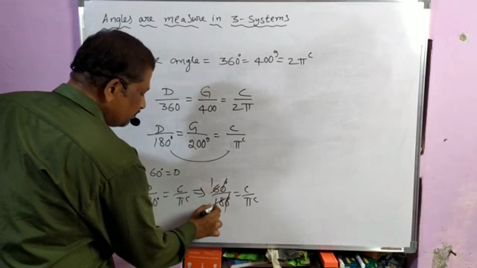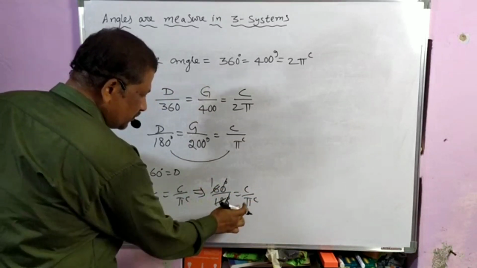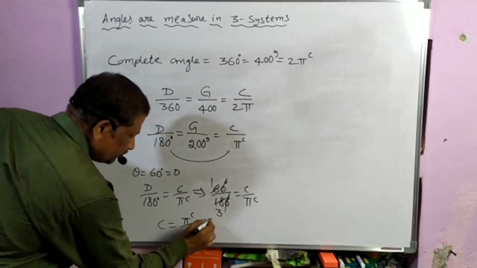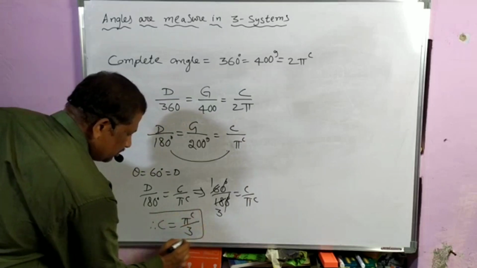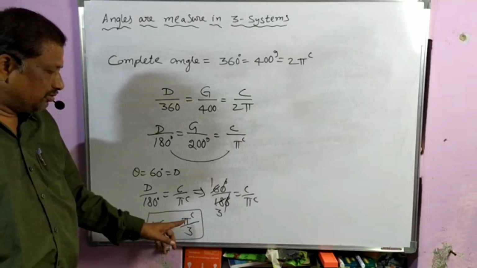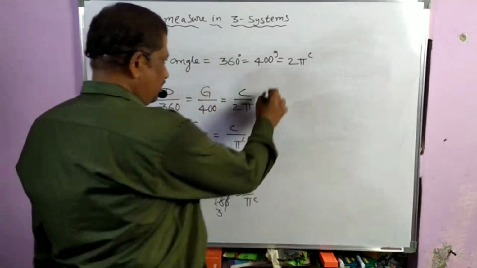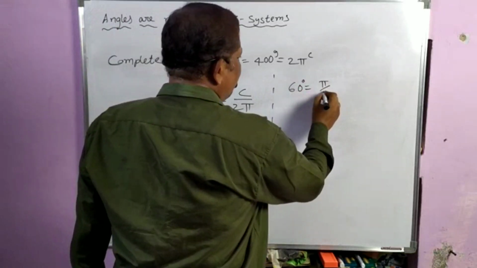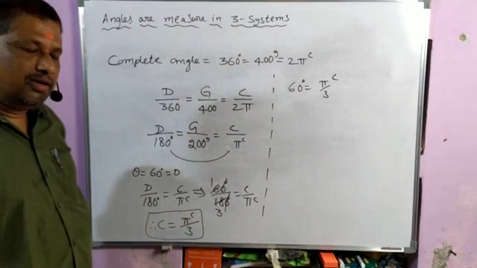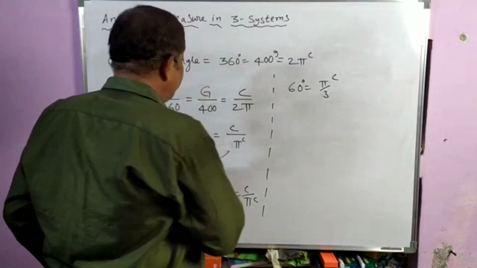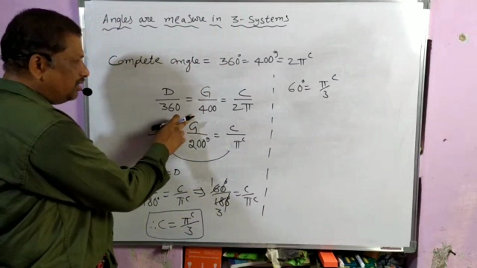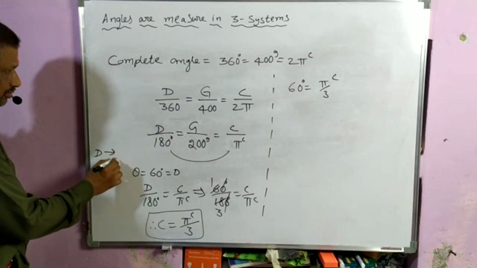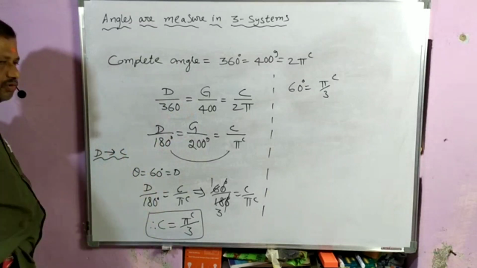Six ones are six, six threes are eighteen. So send pi to this side: C is equal to pi by 3. So in radians, 60 degrees is equal to pi by 3 radians. That is, 60 degrees is equal to pi by 3 radians. Like that, you can convert between grades and degrees. This is the conversion of degrees to radians.